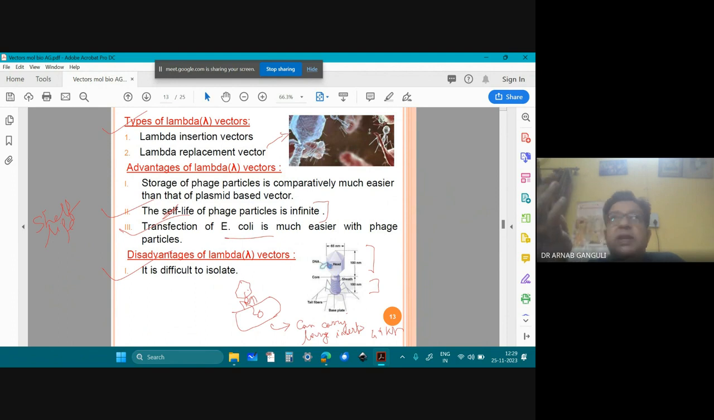For example, if you keep these bacterial plasmids, these bacteria, they die, they explode, they get destroyed in the very long term. You have to keep them as glycerol stocks, but then every 2 years you have to rejuvenate these glycerol stocks. There are lots of problems. This is a disadvantage. But here in lambda bacteriophage vectors, this is much simpler.